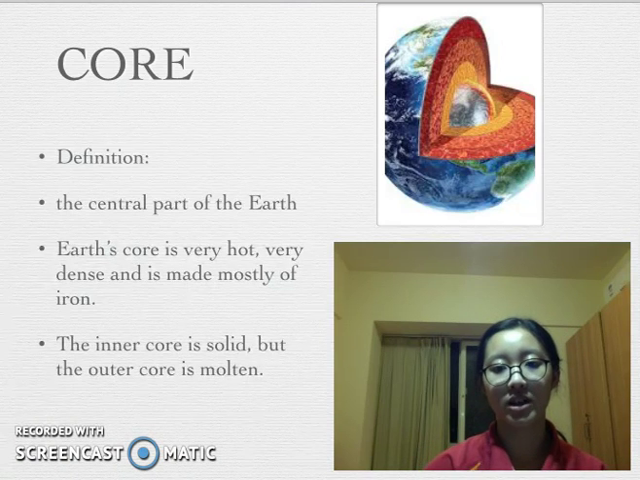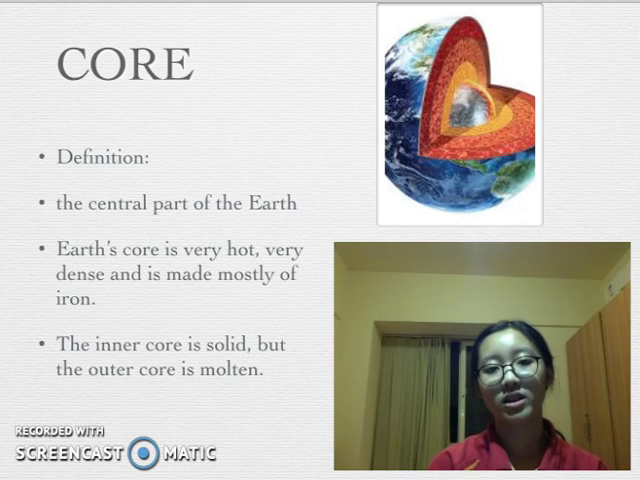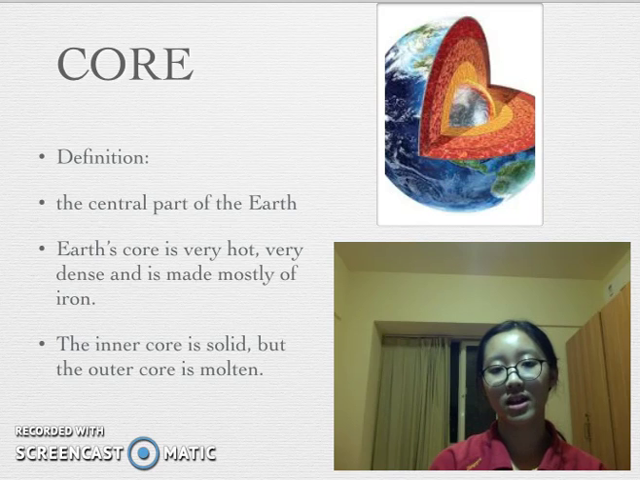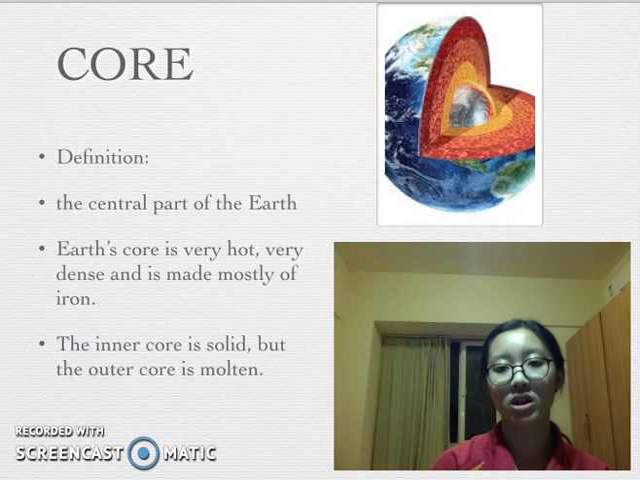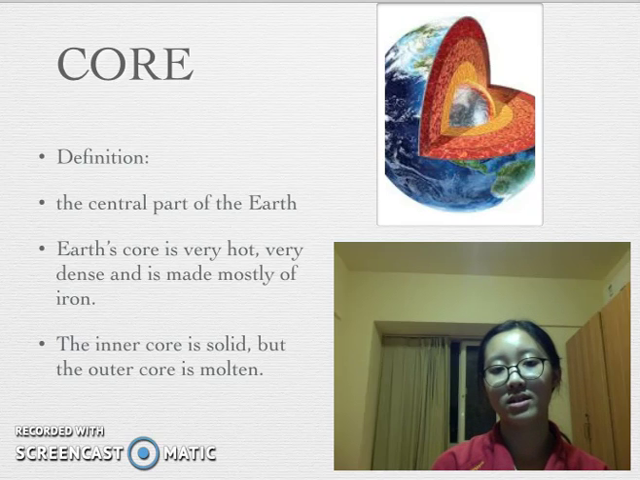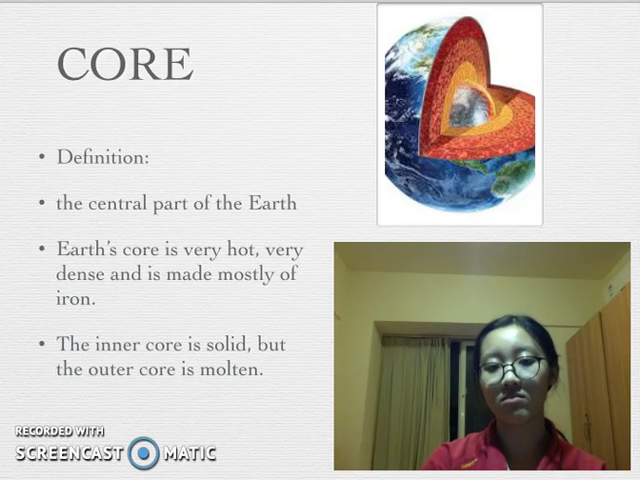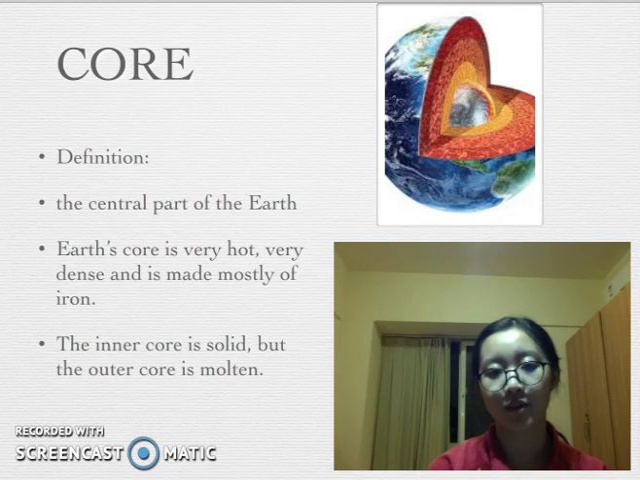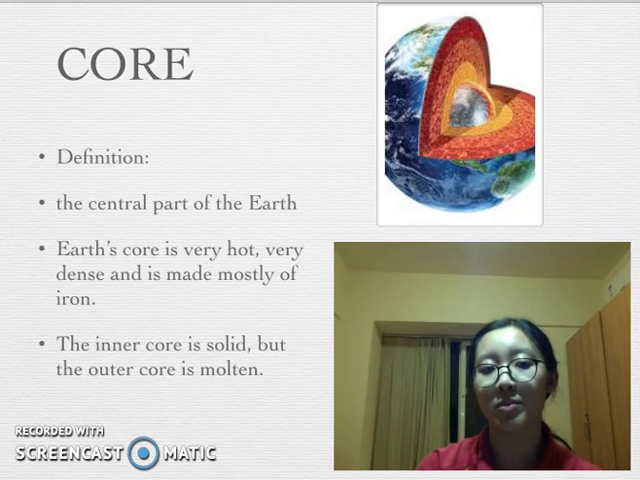The first vocabulary is core. Core is the central part of Earth. The Earth's core is very hot, very dense, and is made mostly of iron. The inner core is solid, but the outer core is molten because in the inner core, the pressure is super high, which will press the materials into solid. But in the outer core, the pressure is smaller, so it will be molten.